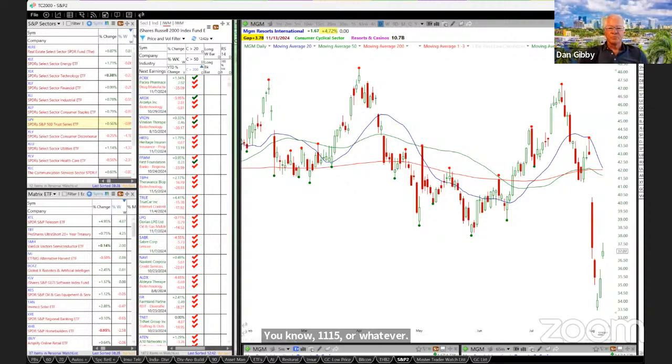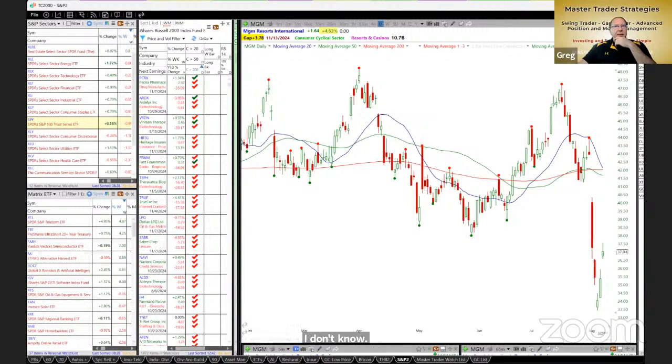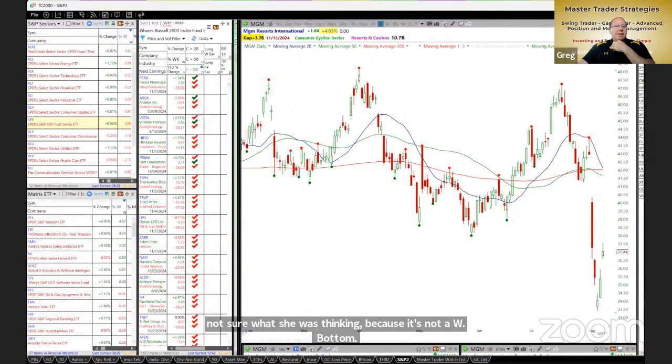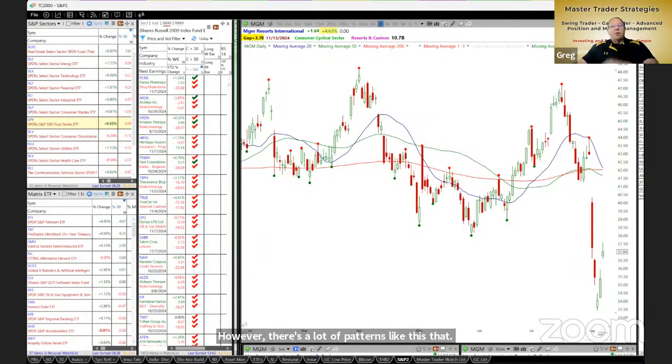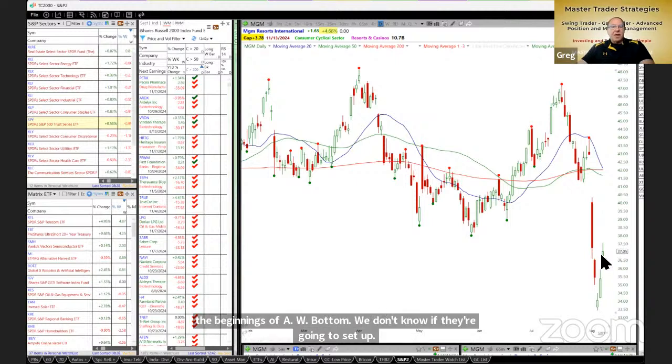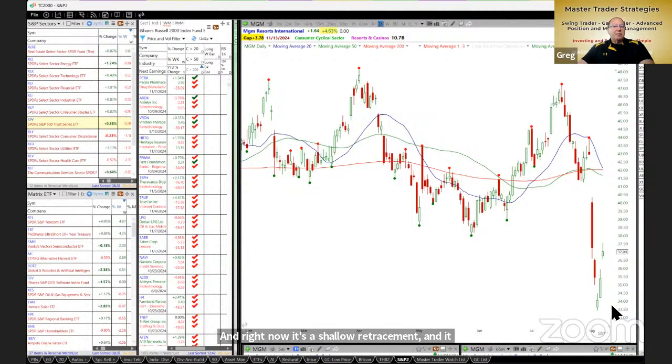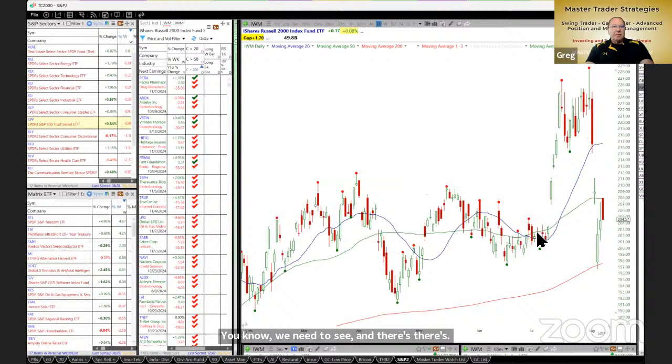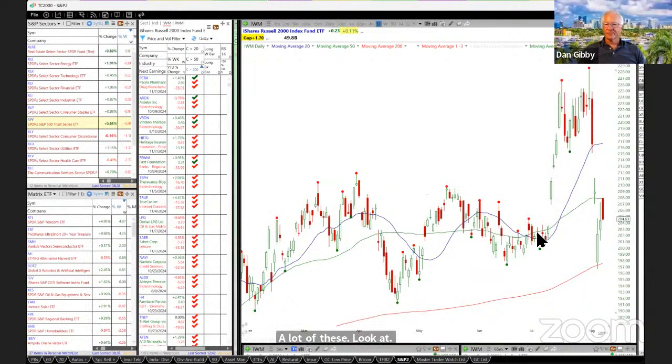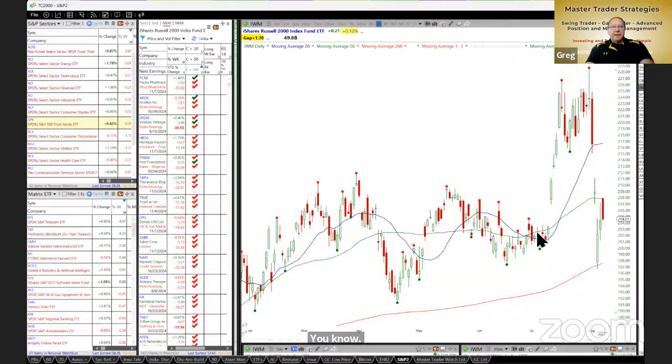Eyeball. All right. So Florence had typed in MGM. I'm not sure what she was thinking because it's not a W bottom. However, there's a lot of patterns like this that have the beginnings of a W bottom. We don't know if they're going to set up. So this collapsed. And right now it's a shallow retracement, and it may come down and retest this and form one of the setups that we viewed. We need to see. And there's a lot of these. Look at all over the place. That collapsed. That could go down and make a retest. Not exactly the same that we showed, but it collapsed and made a retest.